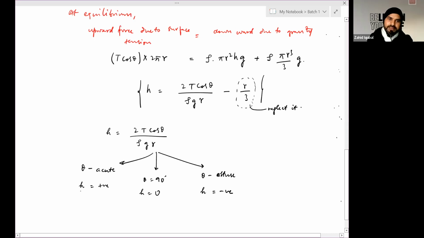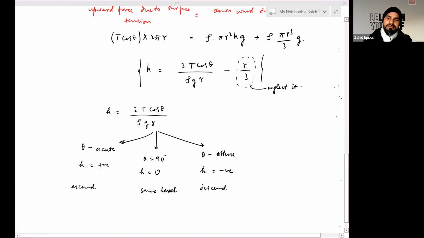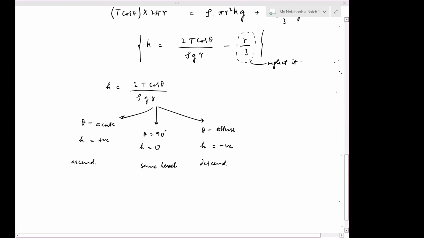So this positive height means there will be upliftment or rise in the level of liquid, so it will ascend. In the third part, if theta is obtuse, the height will be negative, so there is a downfall of liquid, so it will descend. And in this middle part, there will be no change in the level of liquid, so it remains in equilibrium at the same level. So on the basis of theta, we may define the increase or decrease in the level of liquid. Hiba, any doubt? No, sir.